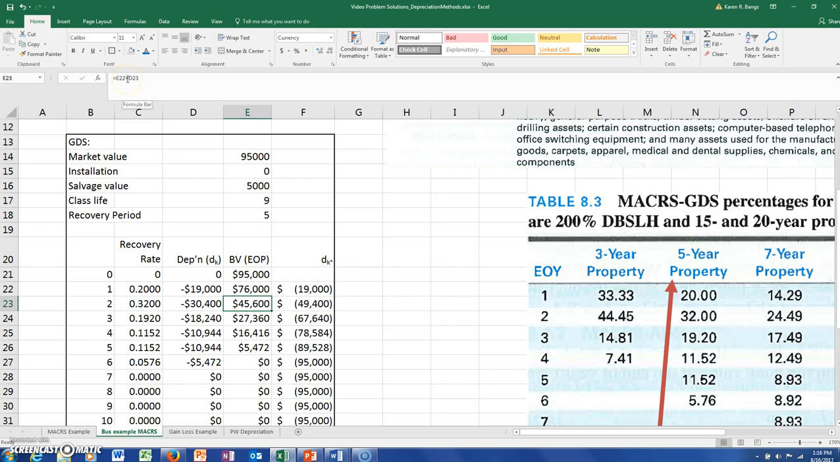At the end of year 2, it's $76,000, my book value at the beginning of year 2, minus the depreciation of $30,400 gives me an ending book value of $45,600. And again, the $30,400 depreciation for the period is the recovery rate times the cost basis. And that goes on throughout.